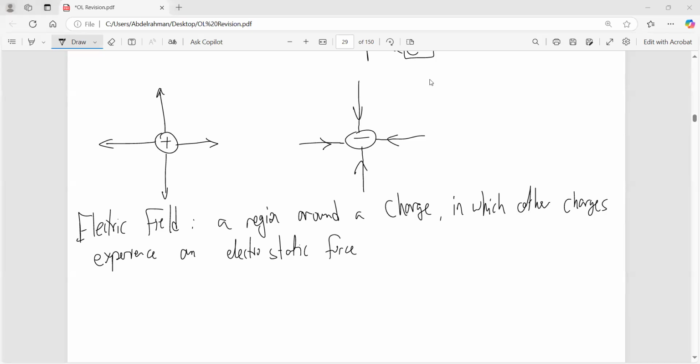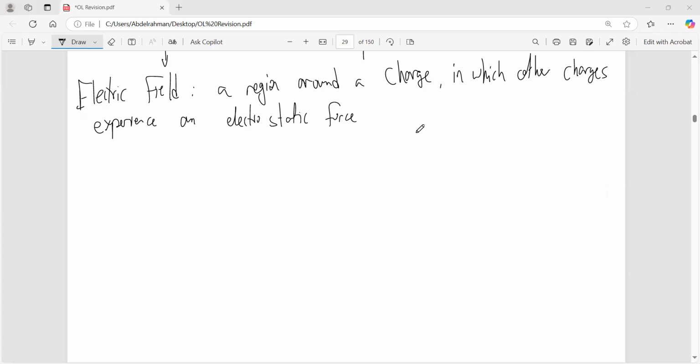Do I have to draw these lines with a ruler? Preferably, yes. It's preferable that you draw these lines with a ruler. Okay, what is an electric field? It's a region around the charge in which other charges experience an electrostatic force.